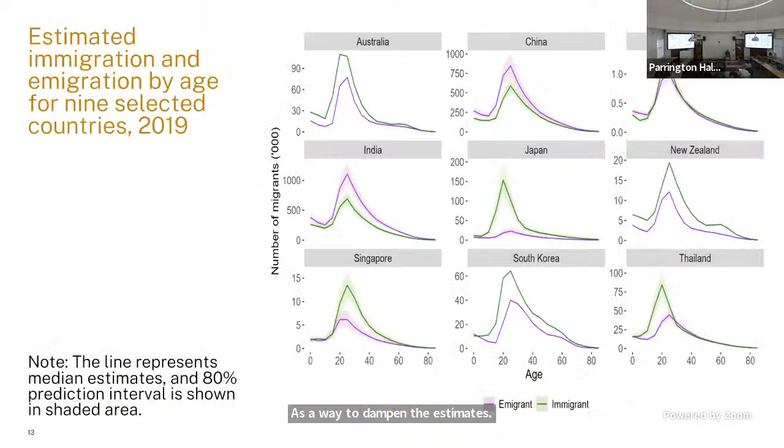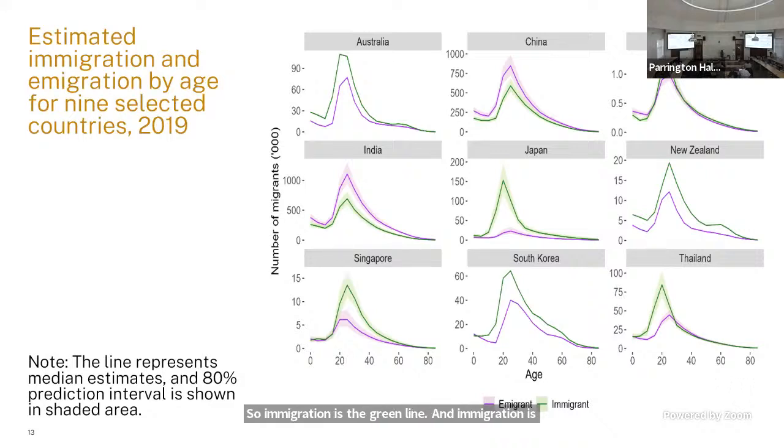And the result is we get a full over-time set of estimates by age and sex for these 53 by 53 countries. And these are just some of the examples that are showing up. This is just for immigration and emigration. So immigration is the green line, and emigration is the red line.